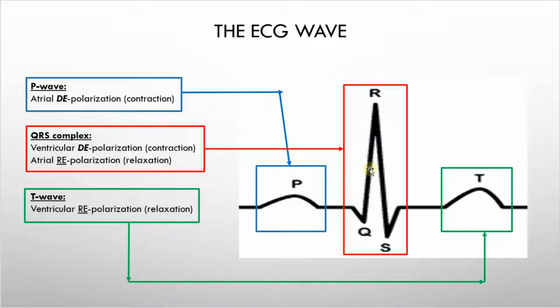Because the ventricles are so much bigger than the atria, it completely overshadows the atrial wave. But it is understood that the atria relax inside the QRS, okay, while the ventricles contract during the QRS. And the T wave is the ventricular repolarization. Again, this is where the ventricles relax.